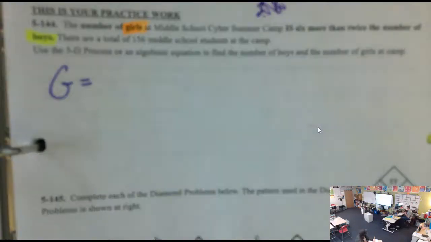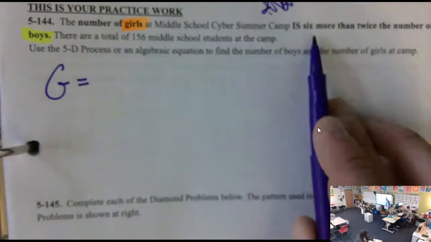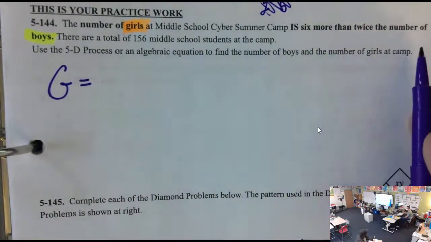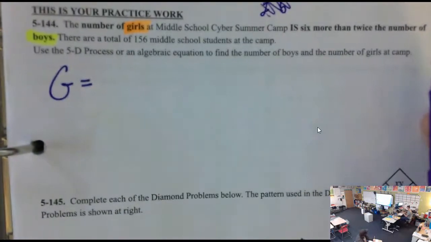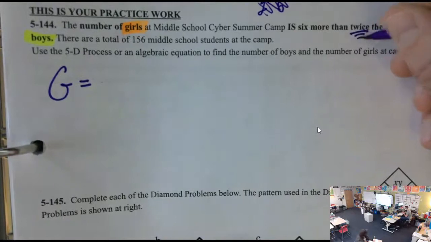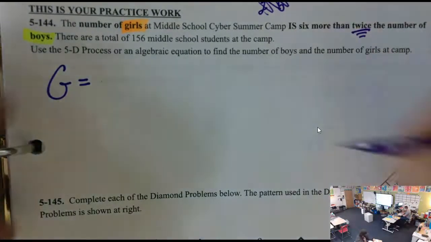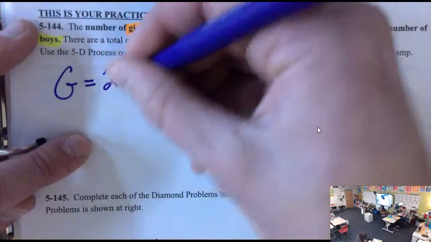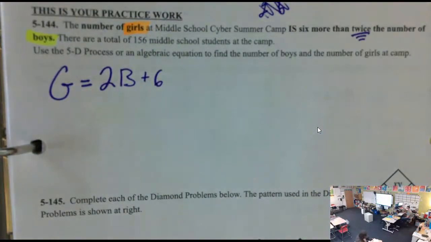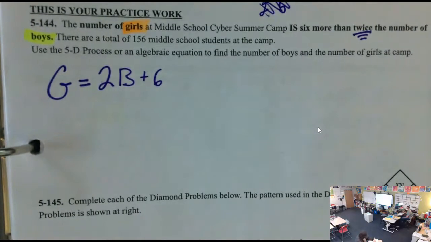Can anyone help me write out that the number of girls is 6 more than twice the number of boys? That's a big statement. B plus 6? Twice the number of boys, so it's 2B plus 6. Does that make sense? Questions on how I wrote down 2B plus 6? 6 more than twice the number of boys.